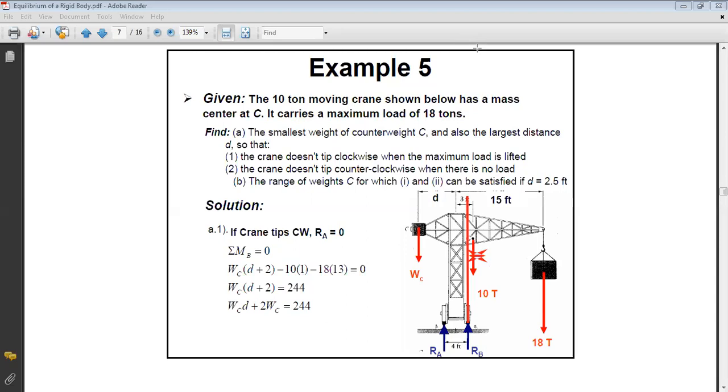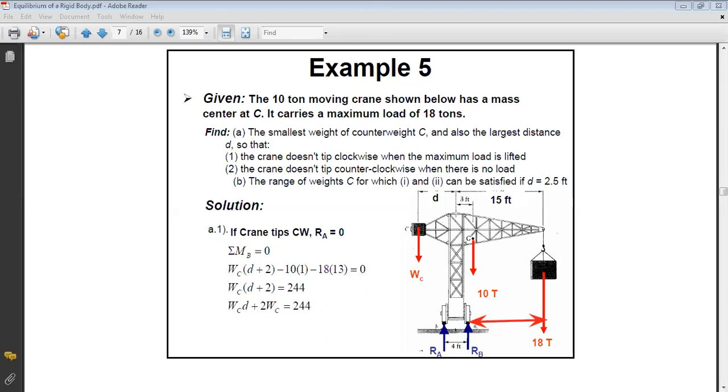And I still have the moment of the 18 tons force. Here, the weight is producing a moment about B also in the clockwise direction. So it's minus 18 times this distance, which is between B and the force. And as you can see, this distance is 15 minus this part, which is 2.